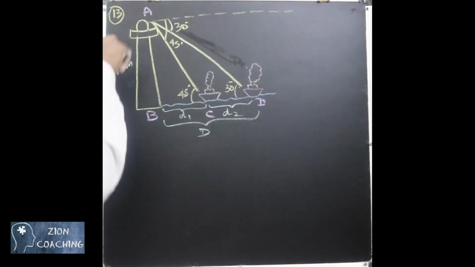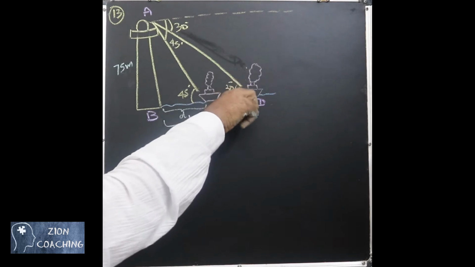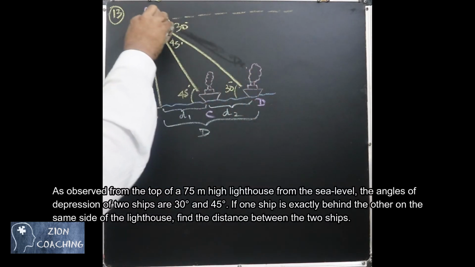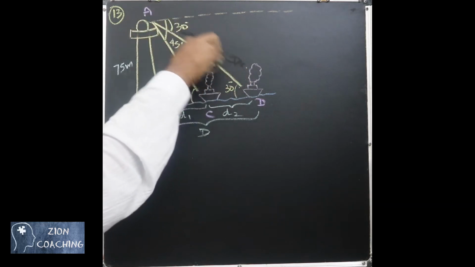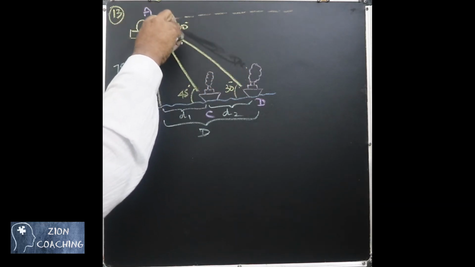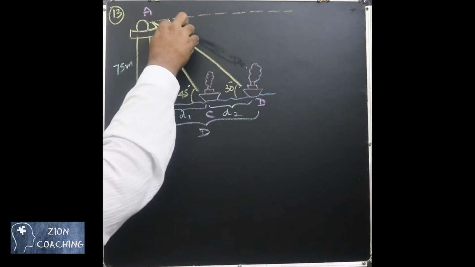Now, in this question, there are two ships sailing in the sea, one behind the other. A person is watching those two ships from the top of a lighthouse. So this is the horizontal line of sight. So the angle of depression of the first ship is found to be 30 degree.